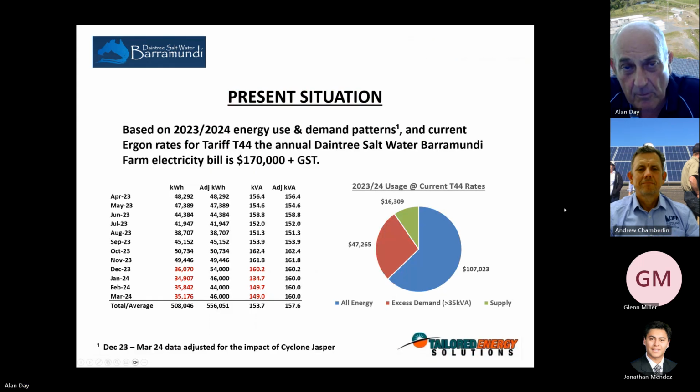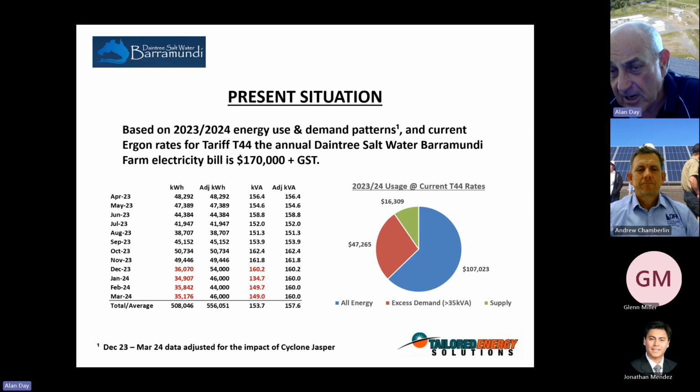So moving on to the level 1 and level 2 audit and looking at their energy use and power bills, we took their annual numbers, but then we adjusted them for the impact that Cyclone Jasper had, so that it gave us a more normal set of operating costs. So you can see from that slide there, annual bills $170,000.